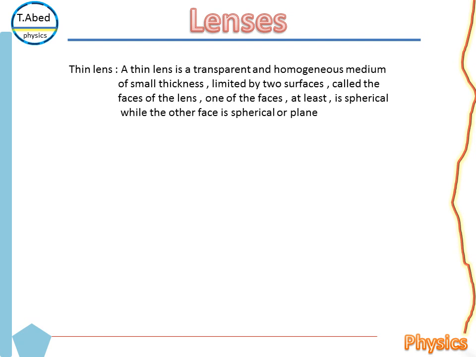A thin lens is a transparent and homogeneous medium of small thickness, limited by two surfaces called the faces of the lens. One of the faces, at least, is spherical, while the other face is spherical or plane.